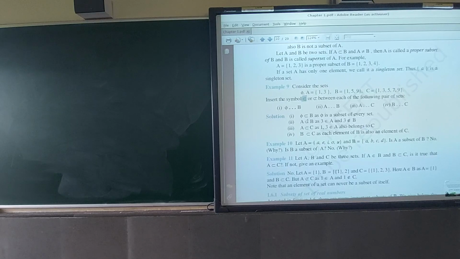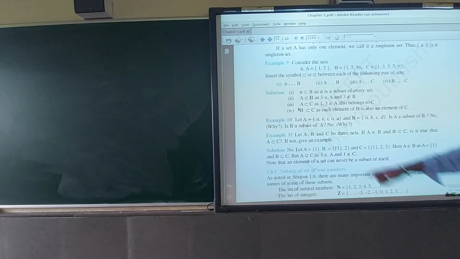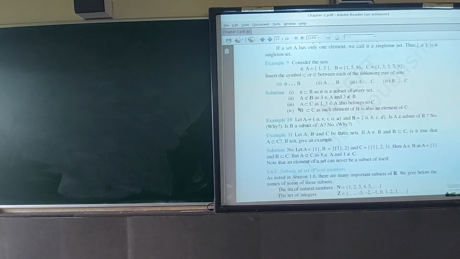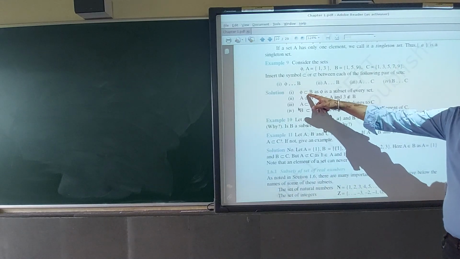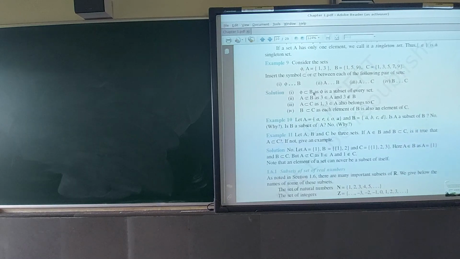Okay. So now see whether phi is a subset of B or not. Means all the elements of phi are in B. Phi is the null set. Nothing is there. So we can write that all the elements of phi are in B, where phi is a subset of every set.